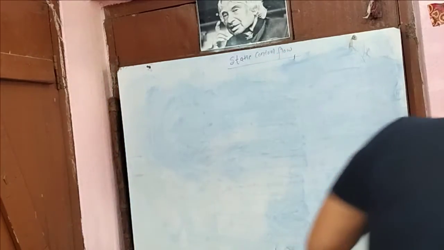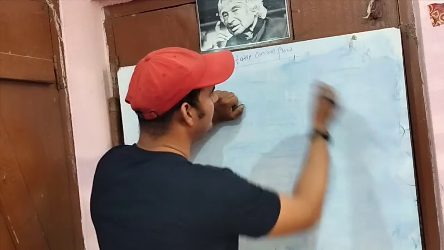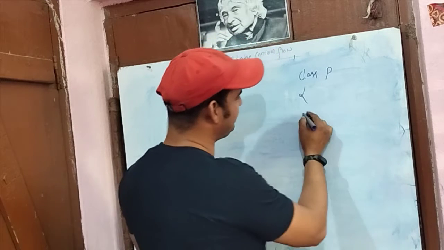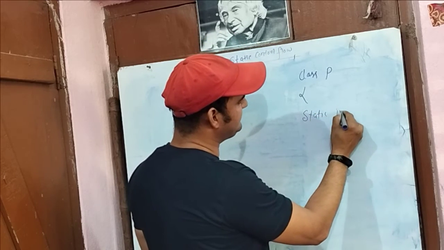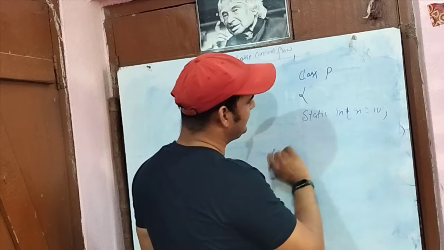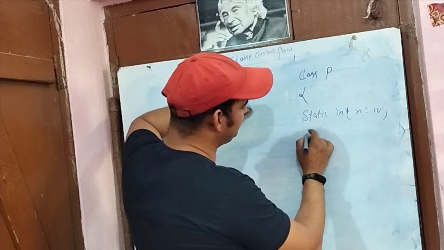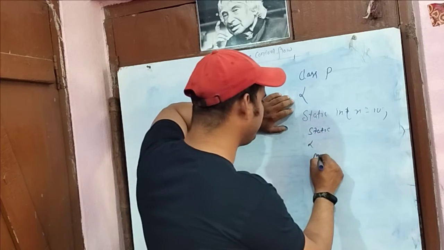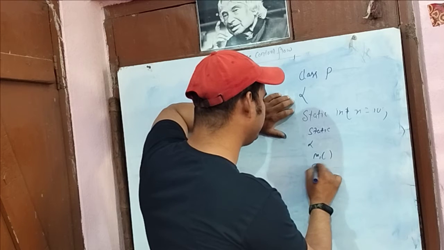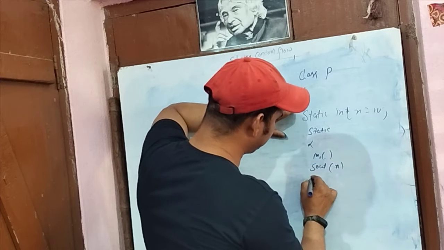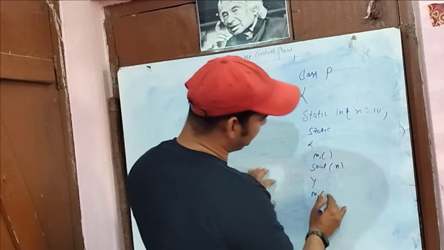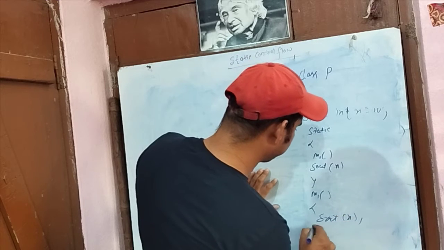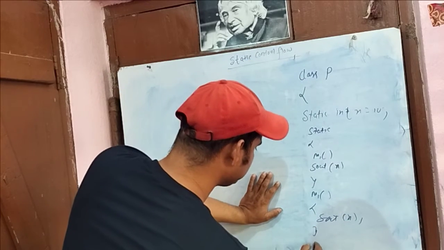So let's suppose this is a parent class, class P, and inside this class I have some variable. I will take a simple program, static int X is equal to, let's suppose, 10, and in this parent class we have a static block, and inside this static block, let's suppose I have called the M1 method, and after that I have called S out of X. Inside M1 I have also written S out of X. This is all about the parent.